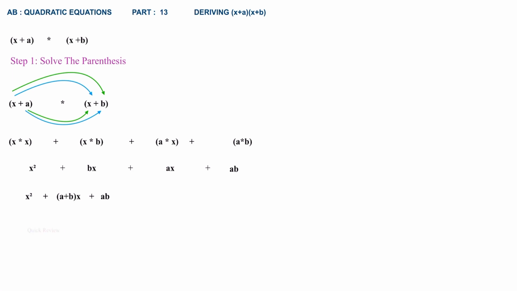So a quick review. (x + a)(x + b) is equal to x squared plus (a + b)x plus ab.